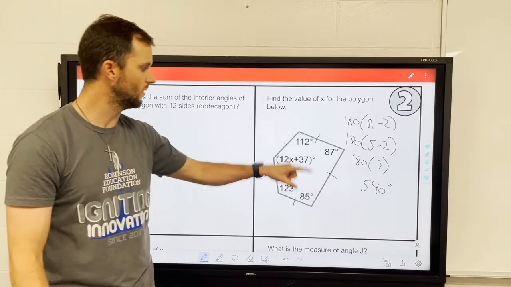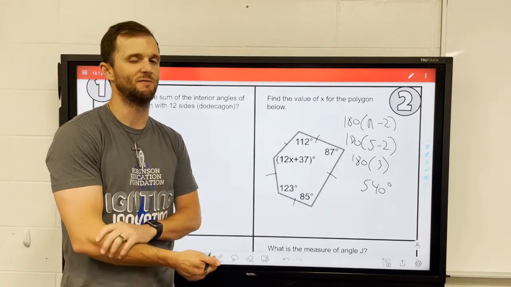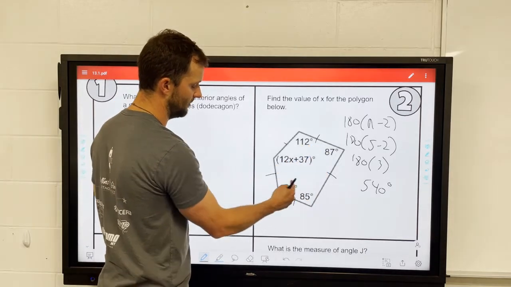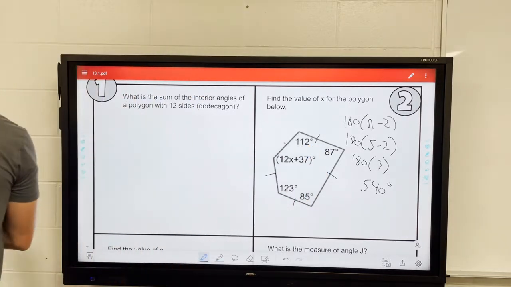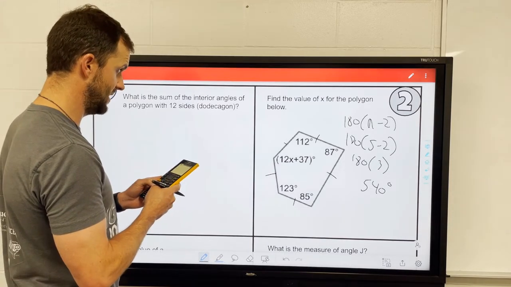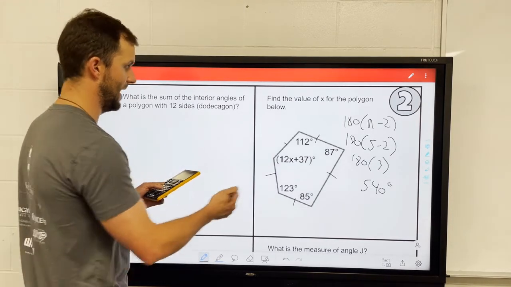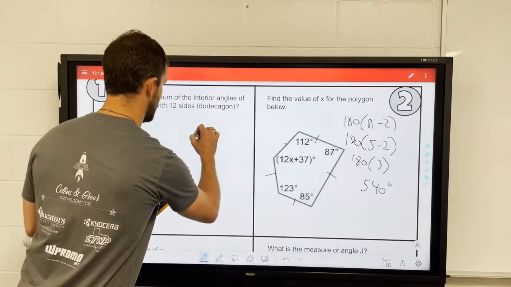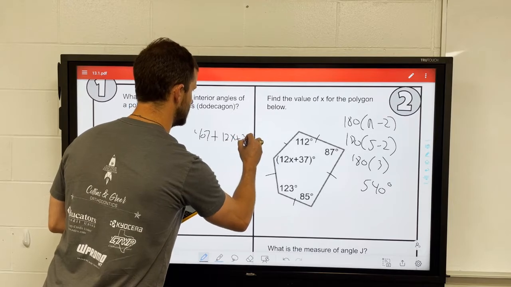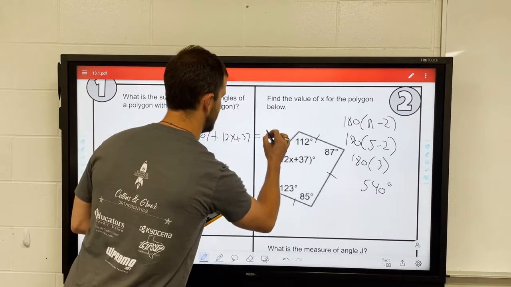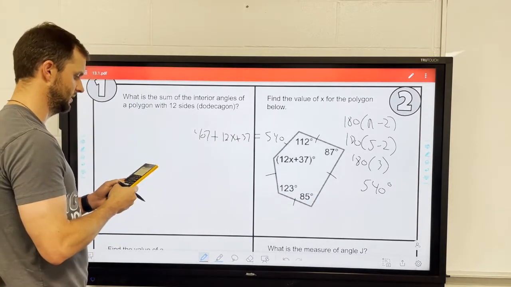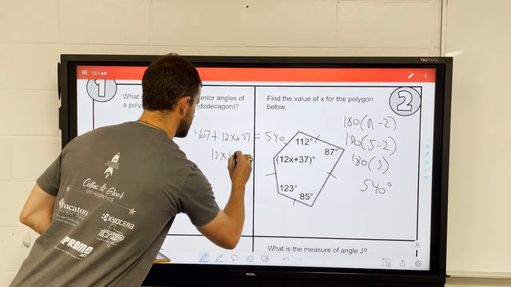So that means every single one of these angles, if I add those up, is going to be 540 degrees. So that means 112 plus 87 plus 85 plus 123. I'm going to add all those up real quick. So that ends up being 407 plus whatever this angle is, 12x plus 37, and I'm going to set that equal to 540. I'm going to combine 407 and 37. Plus 37 gives me 444. So 12x plus 444.